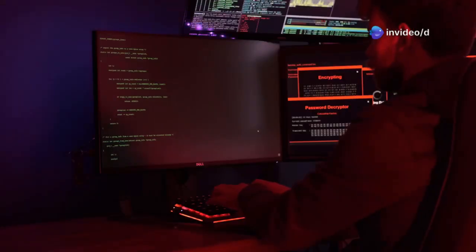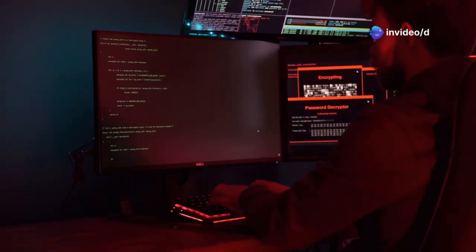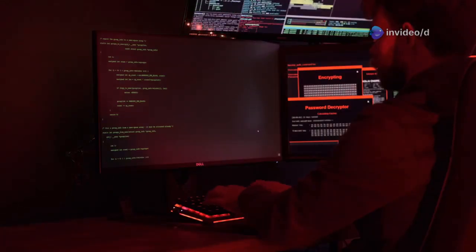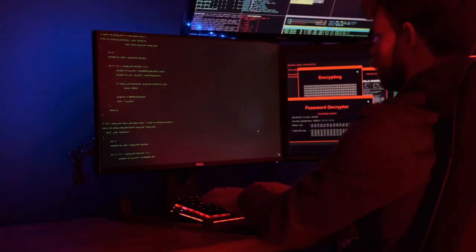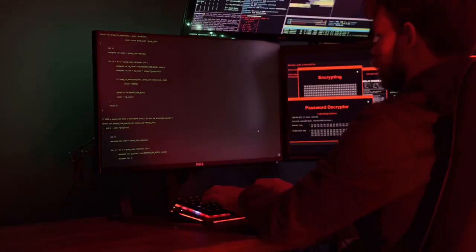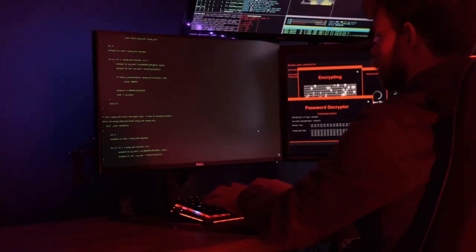But it's not just criminals who use these tools. Security professionals and ethical hackers also rely on them to identify weak passwords within organizations, and to test whether account lockout mechanisms and other defenses are working as intended.